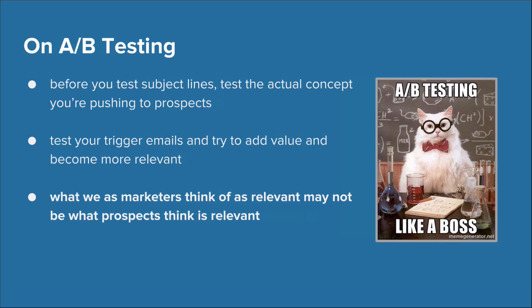So instead of testing a subject line and it comes down to, does someone like this word better than that word, your audience is choosing and saying, no, we prefer this content to this content, which is huge. And that really elevates you to cat status, where you get to wear a bow tie and glasses and sit around in the lab. So I think that's something that we can all strive for.